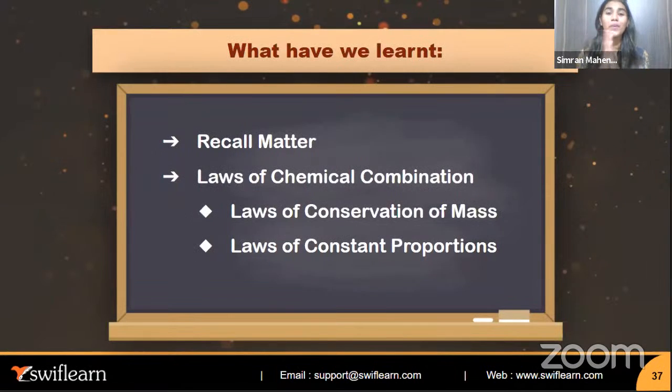So we have come to an end of today's live session. I hope you all enjoyed it. Quickly, we'll have a quick recall. First thing is matter. What is matter? Matter is anything that has mass and occupies space. Then we learned about two main laws of chemical combination. Who formulated the laws of chemical combination? It was Antoine L. Lavoisier. And what are the two laws? The law of conservation of mass and the law of constant proportion.